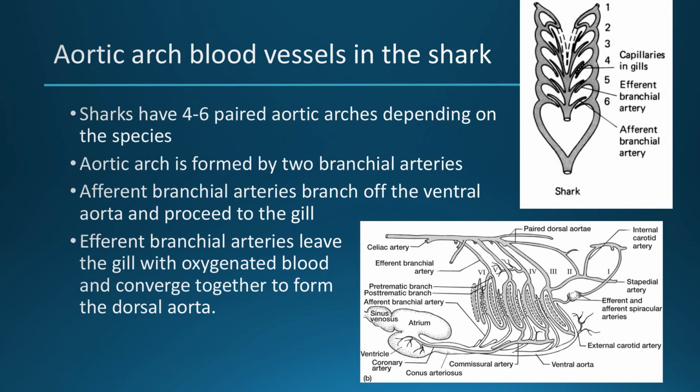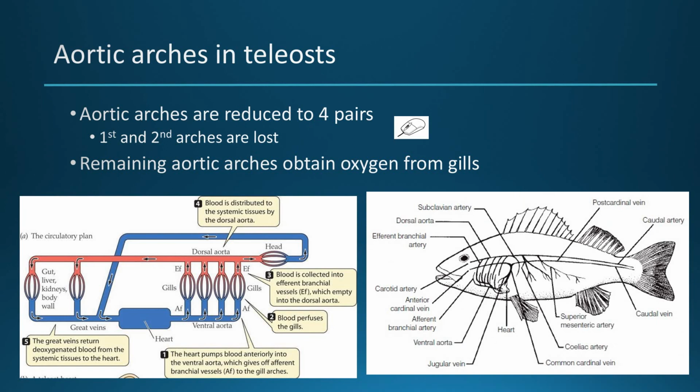Some sources say all sharks have 6, but some sharks have 5. They may have lost arches 1 or 2. This example is actually showing 1 and 2 are no longer active. So it varies a little bit.